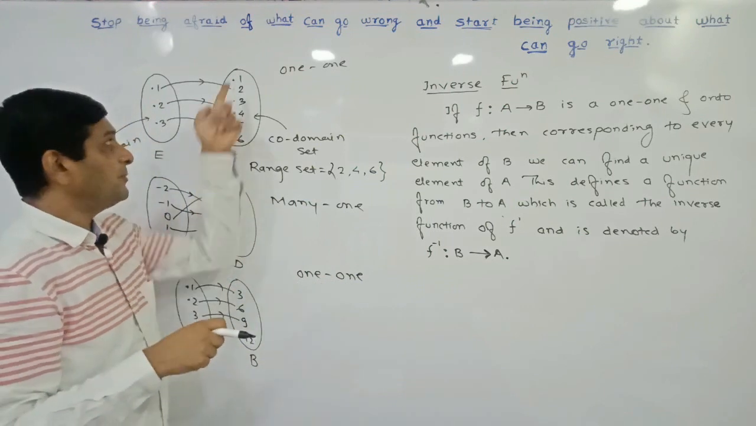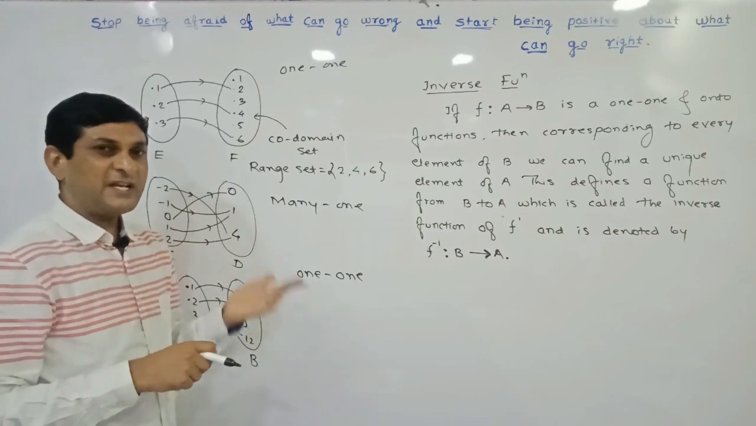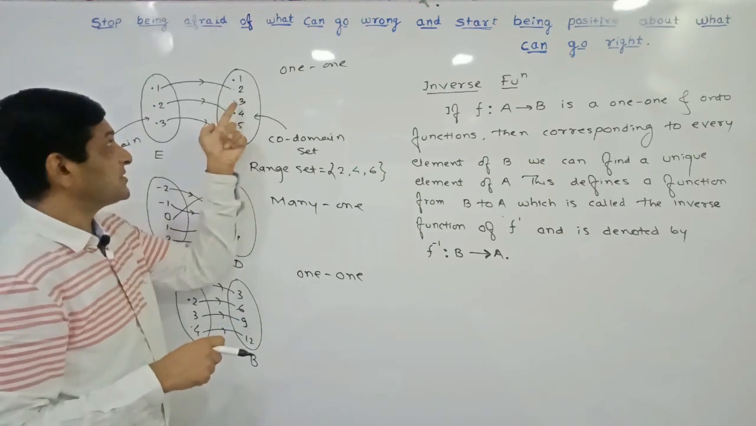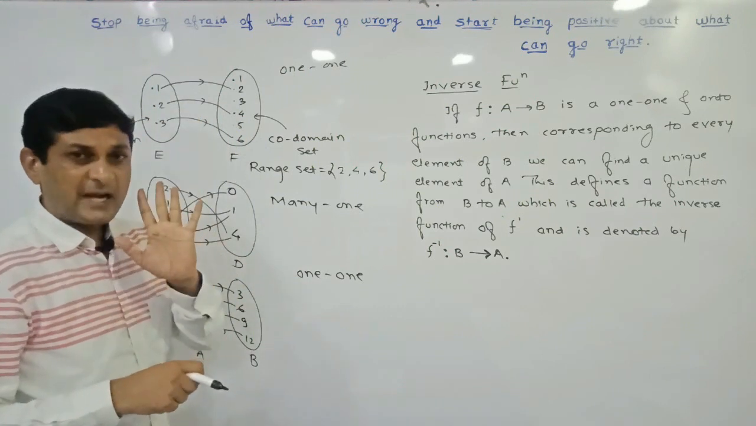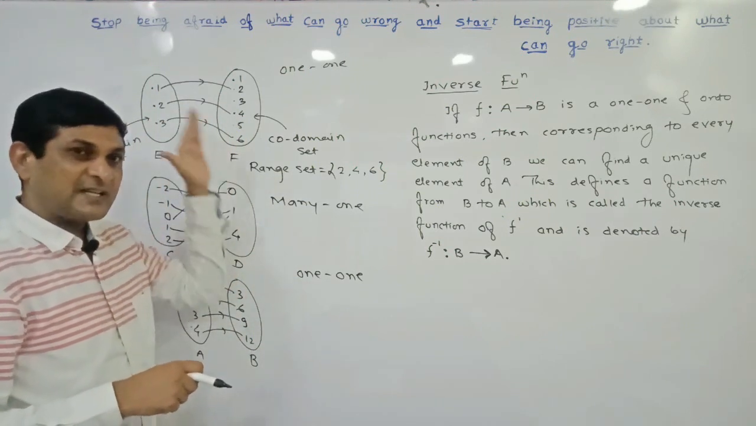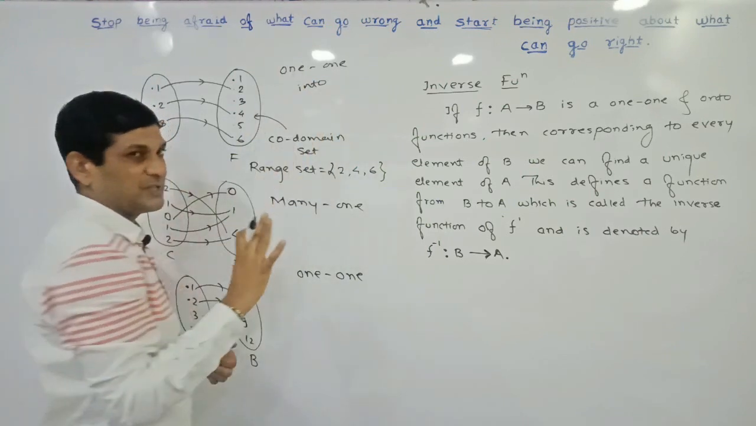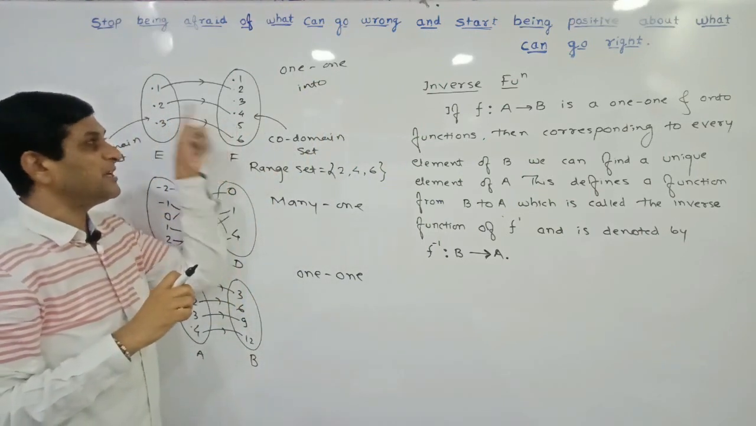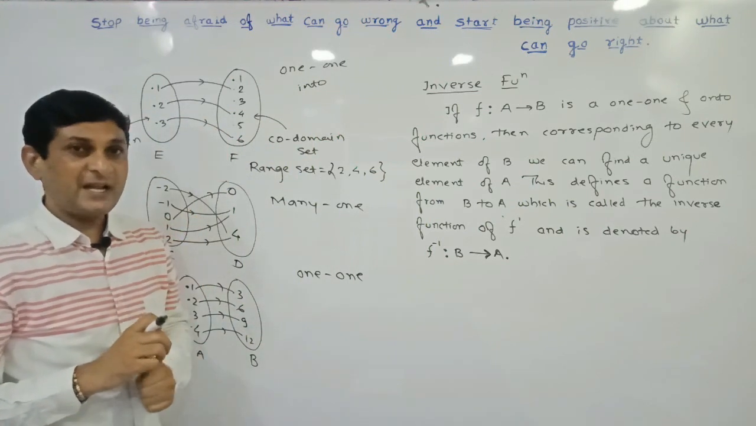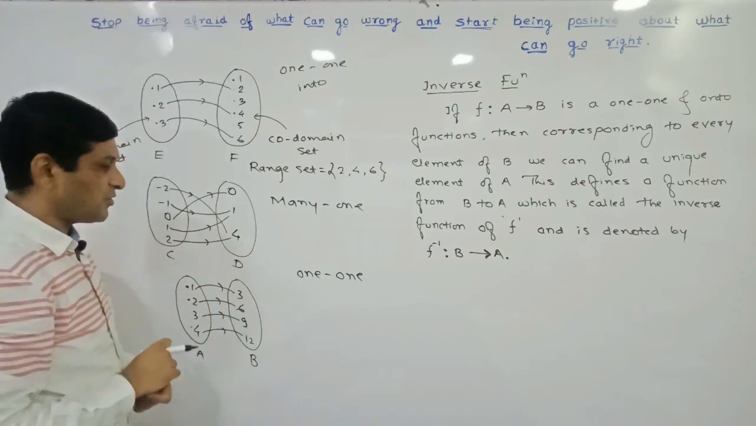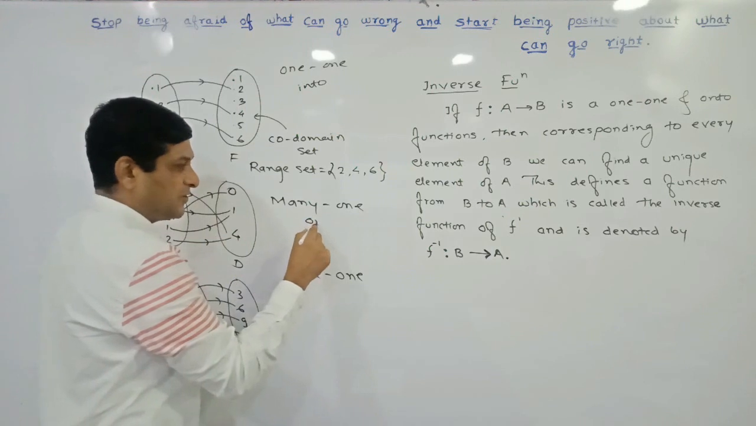Into means what? How many elements are there in the codomain set? 6 elements are there. Check whether every element has a pre-image or not. Yes, here we can observe that 1 does not have a pre-image, 3 does not have a pre-image. At least one element of the codomain set does not have a pre-image. At that time the function is called what? Into function. If even one element does not have a pre-image, then the function is into, and if every element has a pre-image, at that time it becomes what? Onto. In this case all the elements have pre-images, so it is an onto function.